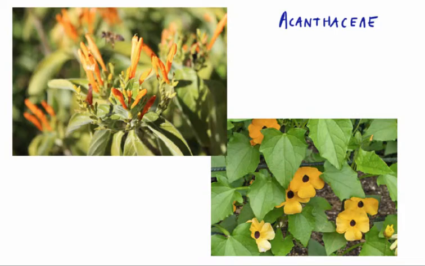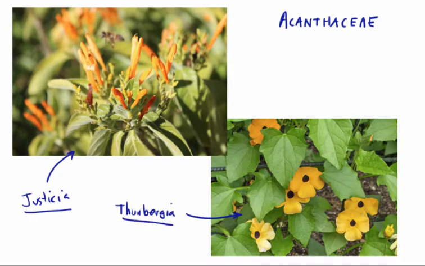And so there are also a lot of non-native Justicias used in landscaping. This one, for example, is a Justicia that happens to have orange flowers. There's also Thunbergia, which is a vine producing orange flowers. One type shown here is called a black-eyed Susan, and the other one that does not have the black spots is called the orange clock vine.